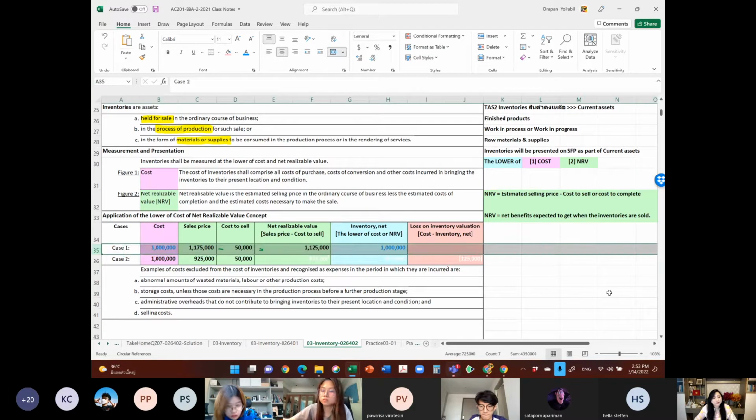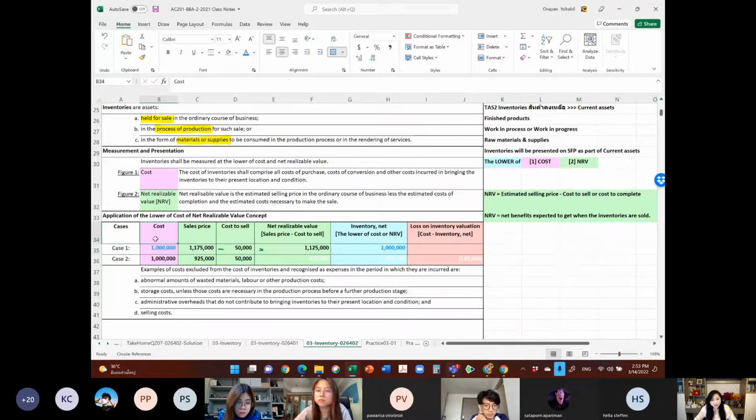Now, if you are the top management of this company, is this a good or bad situation for the company? If the cost that you pay when you buy the inventory is 1 million, but the net benefit that you think you will get is 1,125,000, is this good or bad for the company? Do you foresee the loss? That is my question.